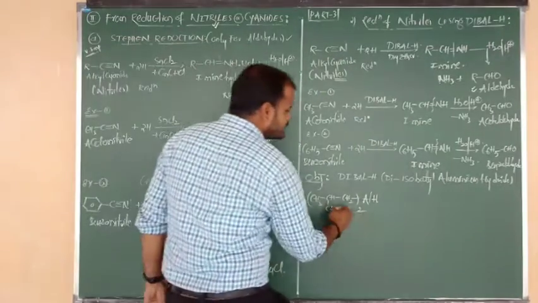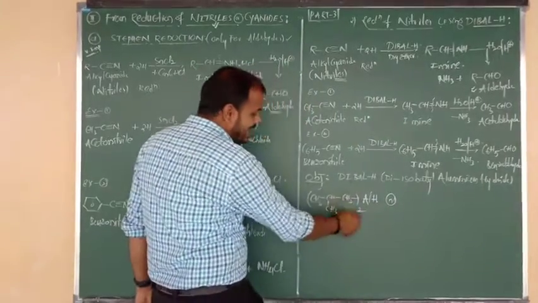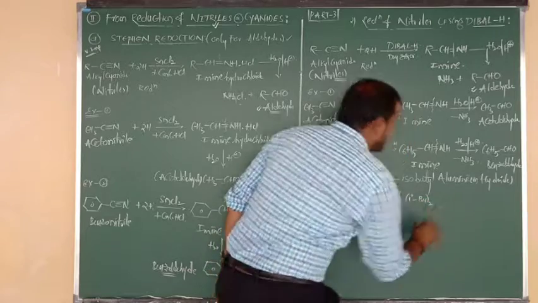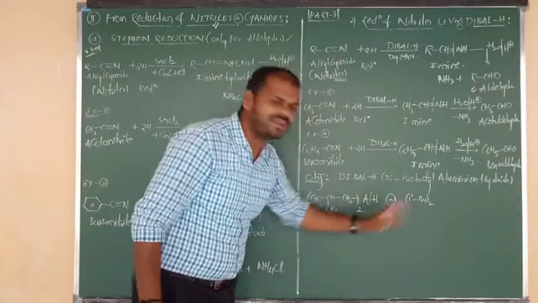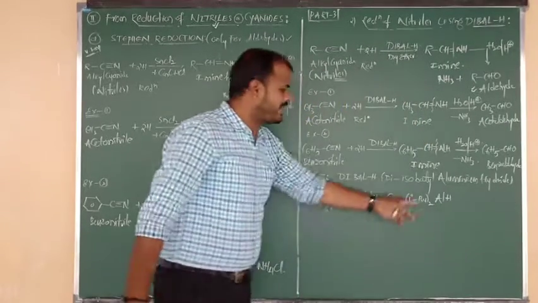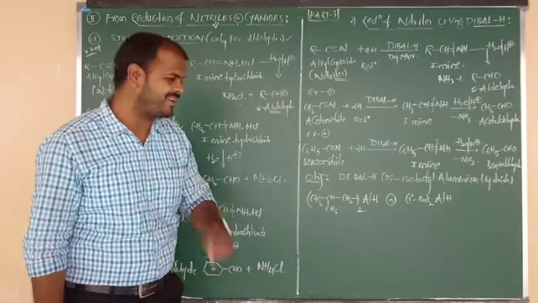Good. So diisobutyl aluminium hydride, and we can also say the short form. This is the diisobutyl form, so IBu is taken twice. That means diisobutyl aluminium hydride. Simply we can say DIBAL-H. So you can write any one condition upon the arrow mark as you wish. Okay? Good.